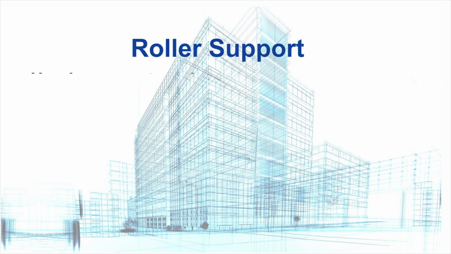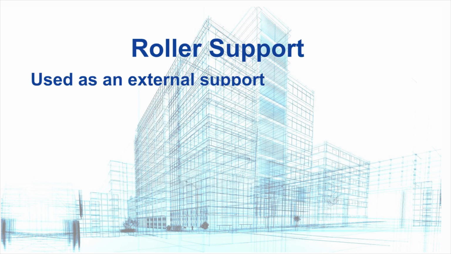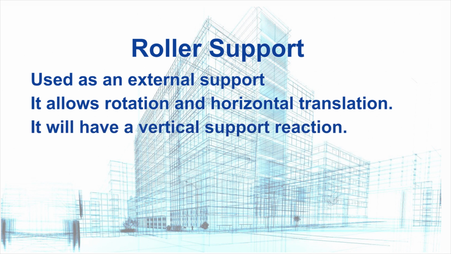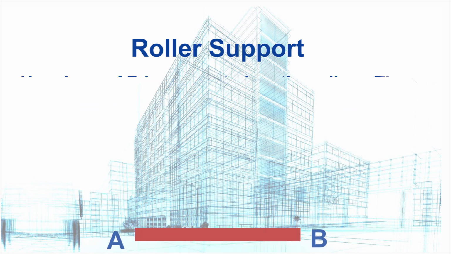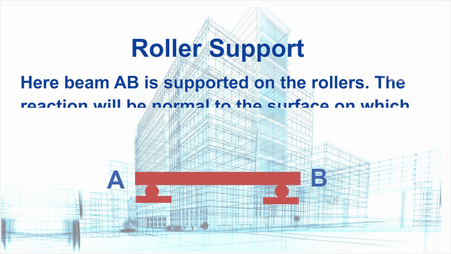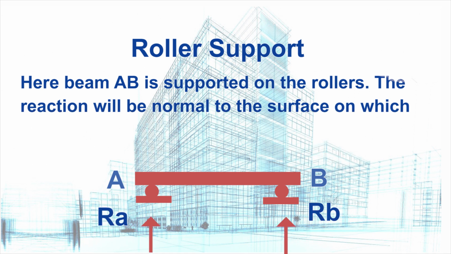Roller support. The roller is used as an external support since it allows rotation and horizontal translation. Therefore, it will have a vertical support reaction. Here, beam AB is supported on the rollers. The reaction will be normal to the surface on which rollers are placed.